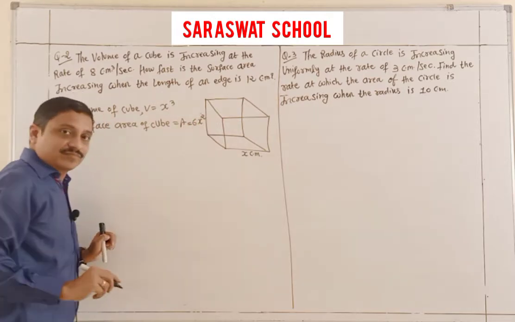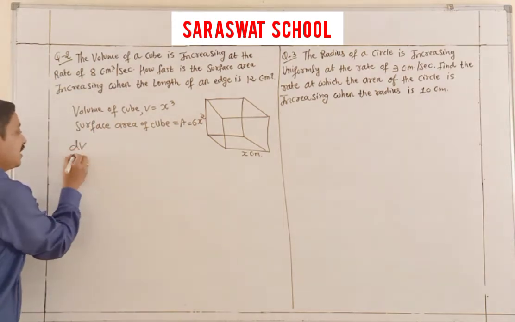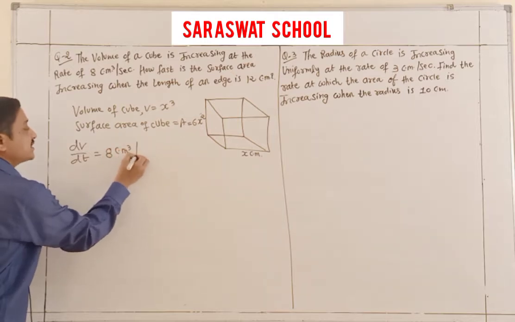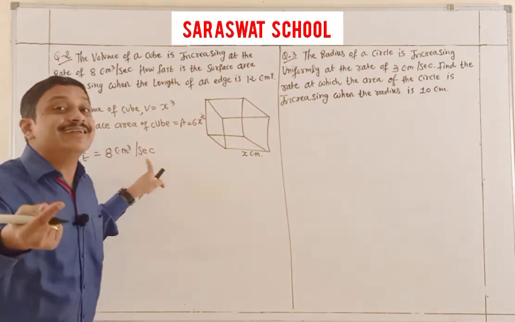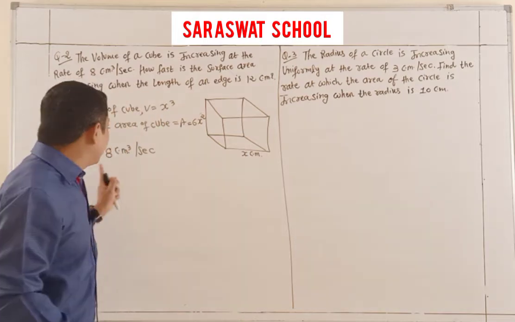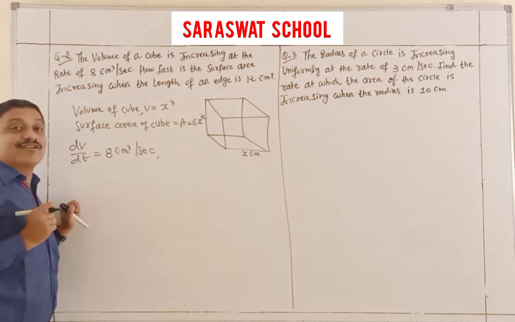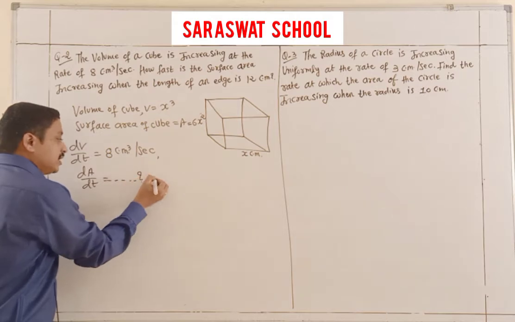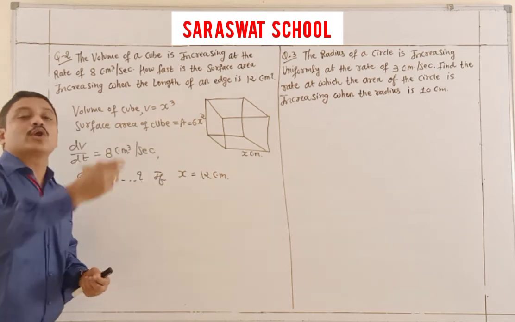Now check what volume is given. dV versus dt is 8 centimeter cube per second. Why is dt written here? Because second is given, time is given: second, minute, hour, any time given, we take the time. And what is asked? The increase in the surface area, which means dA versus dt is your target. The edge is given as 12 centimeter. This is your overall question.